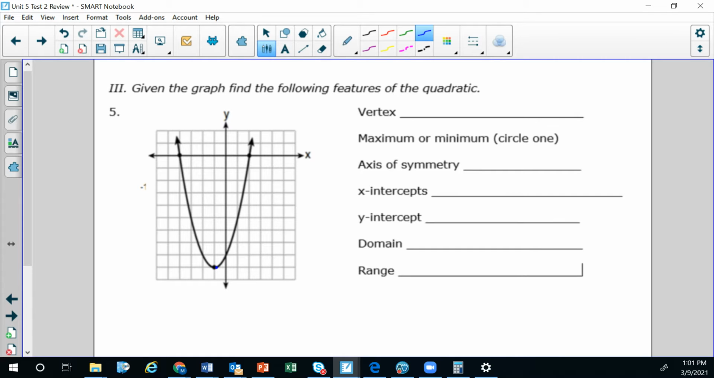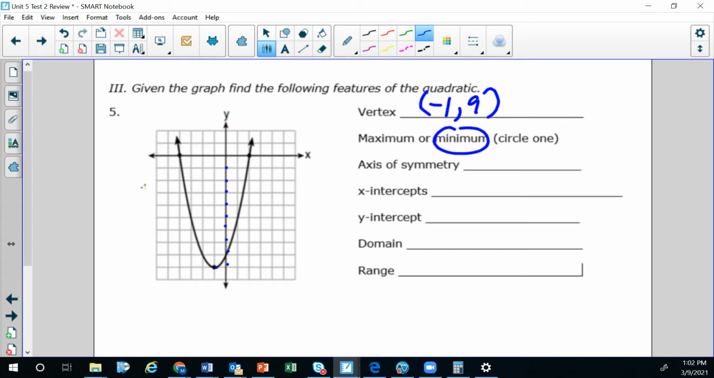So what is that point on the graph? Well, that point is -1. And how much is this? 1, 2, 3, 4, 5, 6, 7, 8, 9. So that's 9 units down. So the vertex is -1, -9. Is that a maximum or minimum? Well, that's a minimum because it is the lowest point in the graph. So this is a minimum.